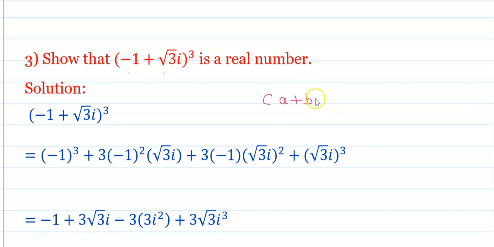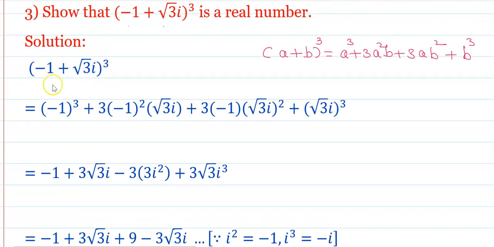(A + B)³ is equal to A cube, first term cube, plus 3 into first term square B, plus 3 into first term into second term square, plus second term cube. Similarly here, first term cube (-1)³ plus 3 into (-1)² into second term, which is √3i, plus 3 into first term into second term square, plus second term cube, which is (√3i)³.